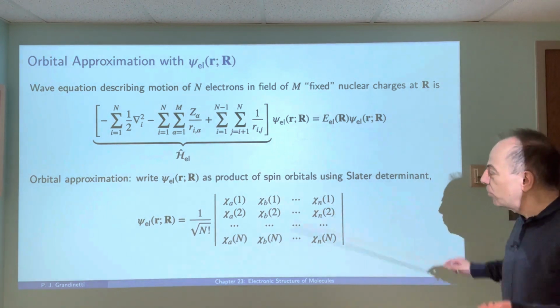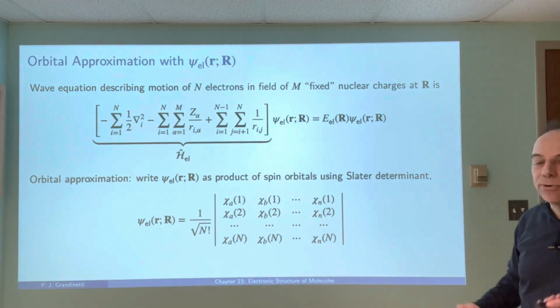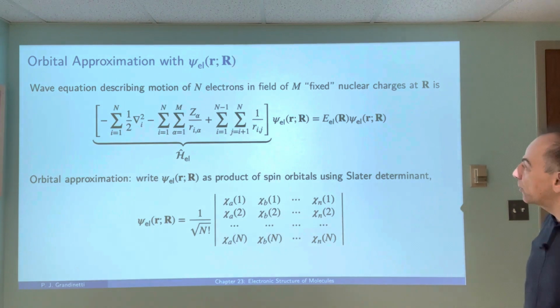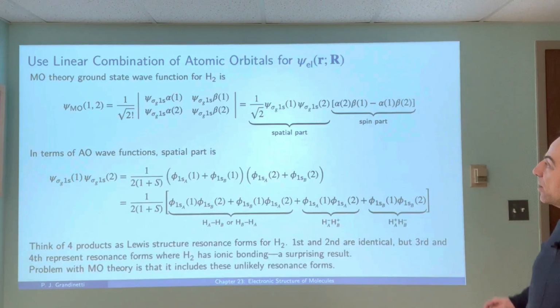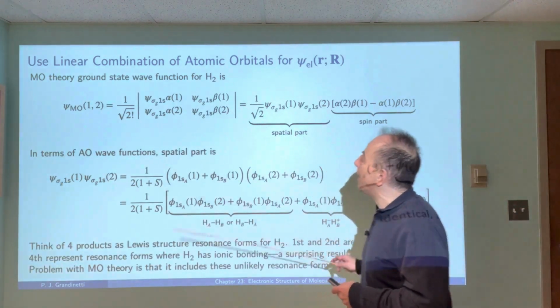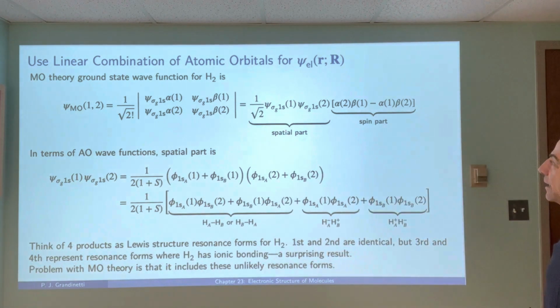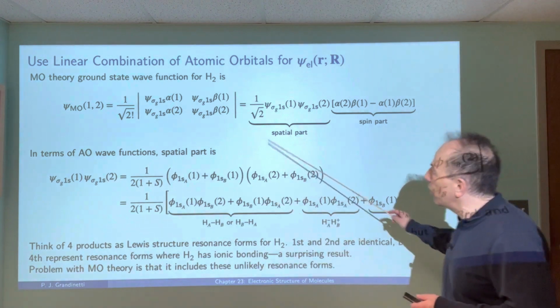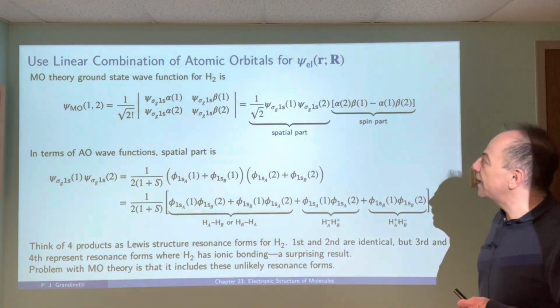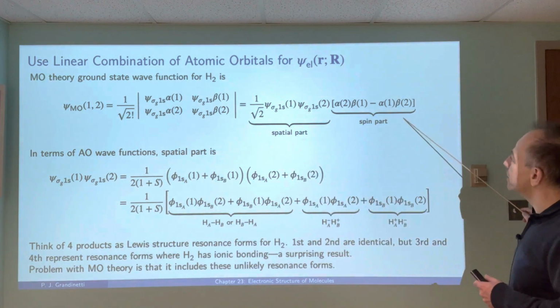Now, this is the more general approach, where we're just going to look at this simple MO picture from a linear combination of atomic orbitals. So if we take just a simple picture like the H2 molecule, so now we have 2 electrons and 2 nuclei, we're going to write down the Slater determinant, and we expand it out in this form here.